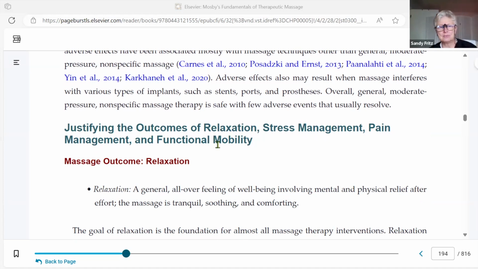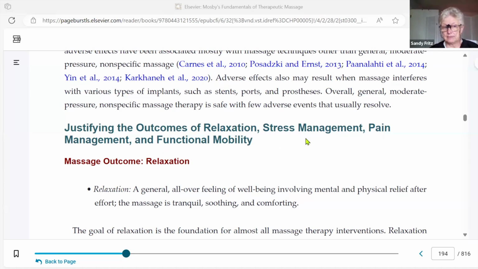Justifying the outcomes for relaxation, stress management, pain management, and functional mobility. This is our wheelhouse. This is the area where we really function effectively with massage therapy application. Particularly in pain management and functional mobility, it is where research becomes important as part of how we justify our position when we're discussing with another healthcare professional.